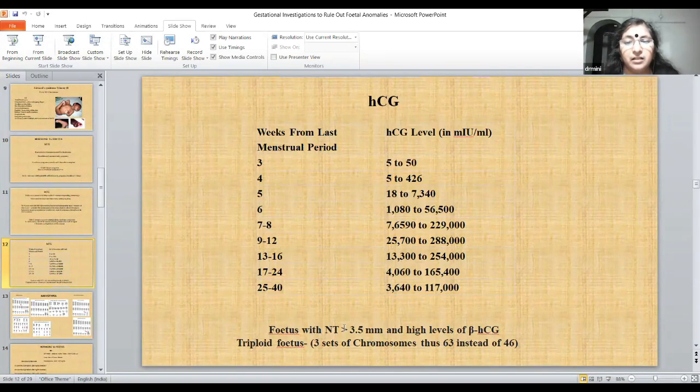A fetus with nuchal translucency abnormality, that is an NT of more than 3.5 millimeters, and high levels of beta HCG can sometimes be due to a triploid fetus, that is 3 sets of chromosomes. Normally we say 46 chromosomes, but if every chromosome has one additional, instead of 46 there will be 69 chromosomes, and it will be a triploid fetus. It can show nuchal translucency more than 3.5 and increased levels of beta HCG. That's also rare, but there is such a condition. That is what I was mentioning.